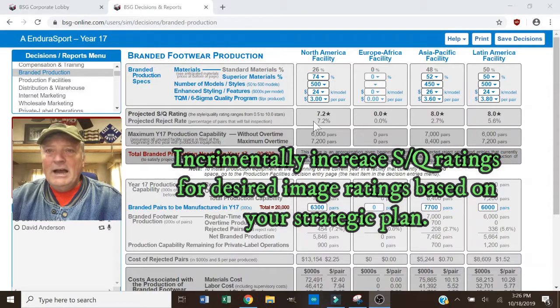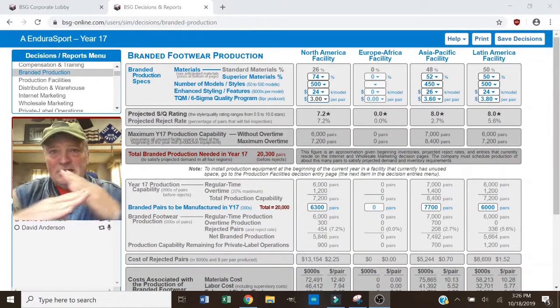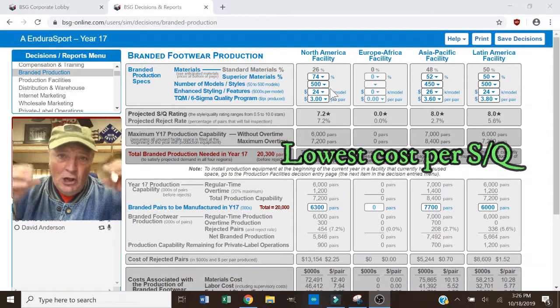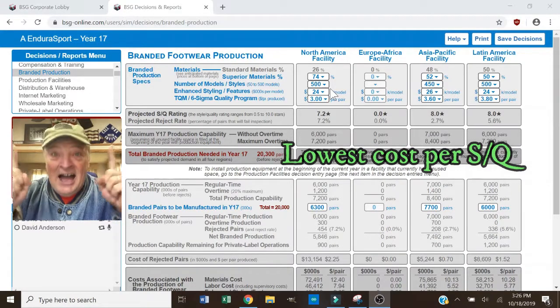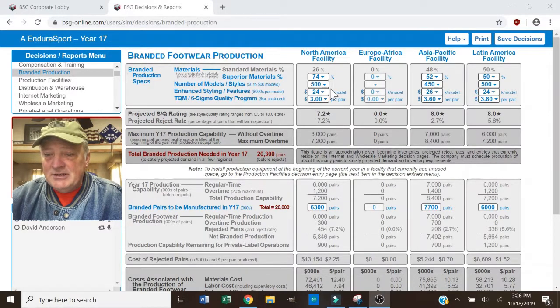And what I do is I use these indicators here. First is superior material percentage, and your enhanced styling features, and your total quality management. Those 3 things, you want to try to find the sweet spot of where they meet at the very end so that you can produce the shoes at the lowest cost but the highest SQ rating. Okay, so I'm going to show you how to do this.